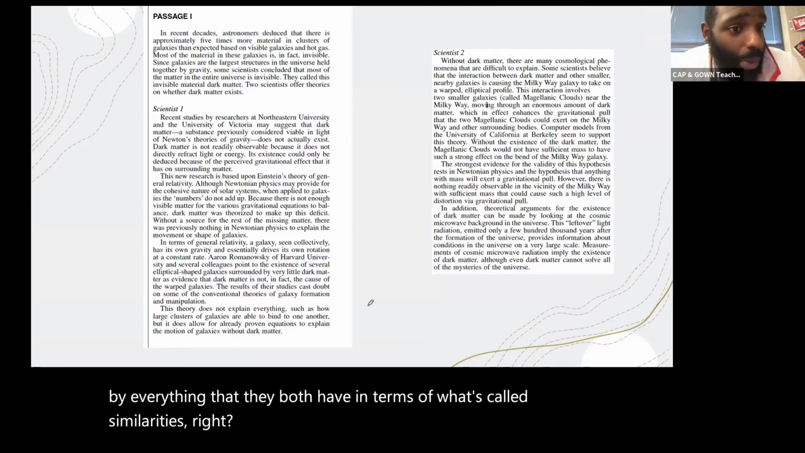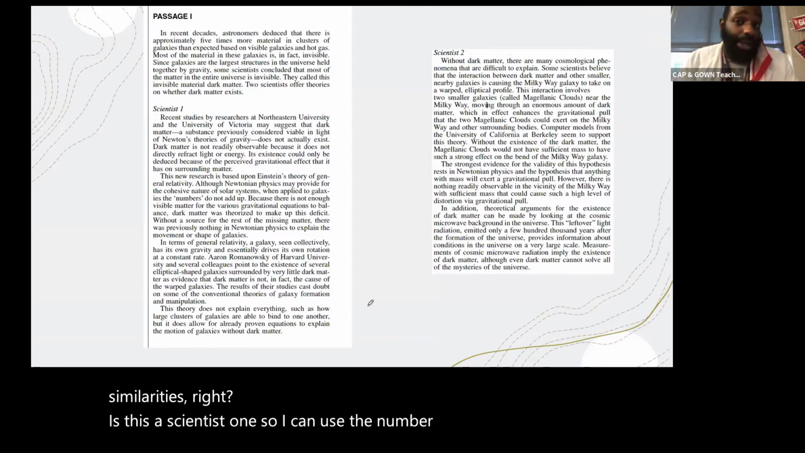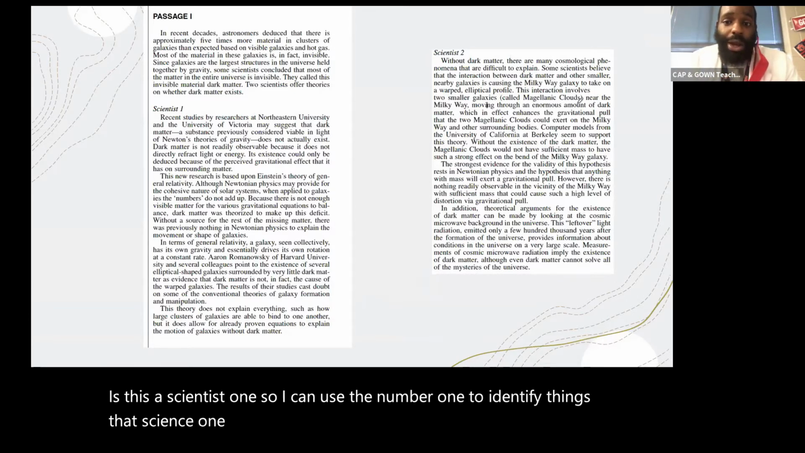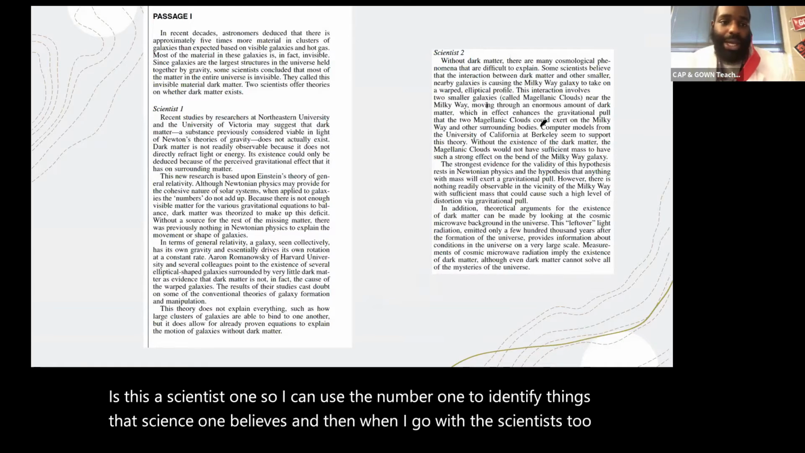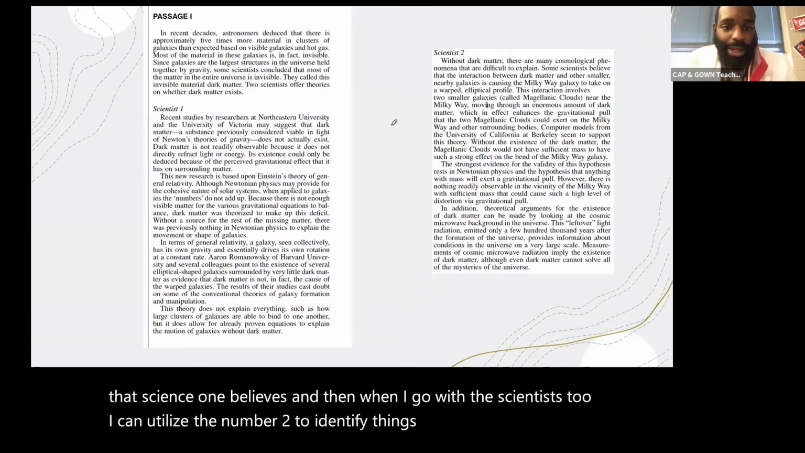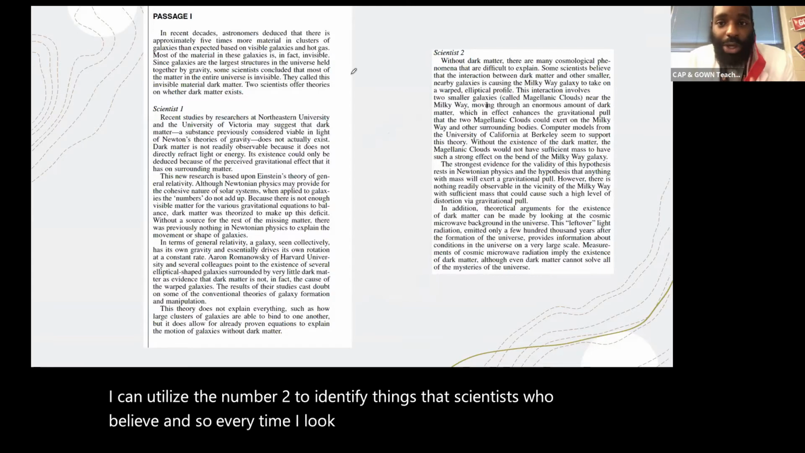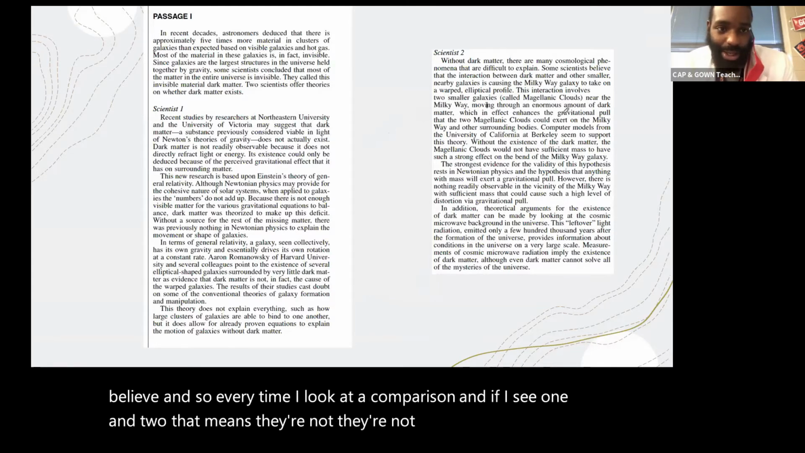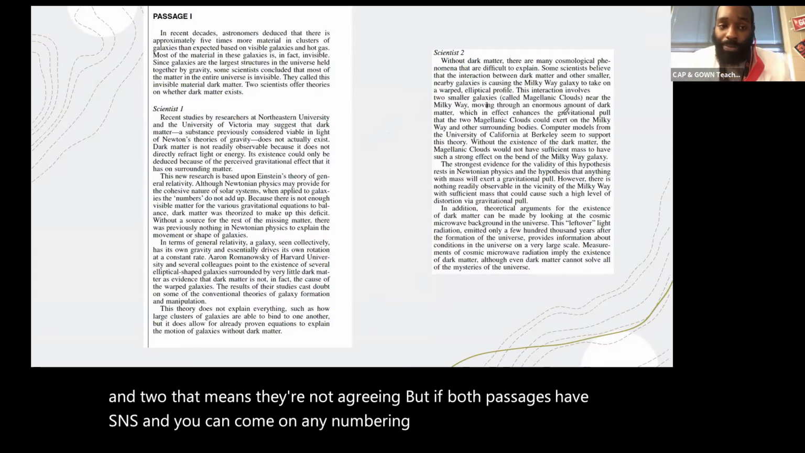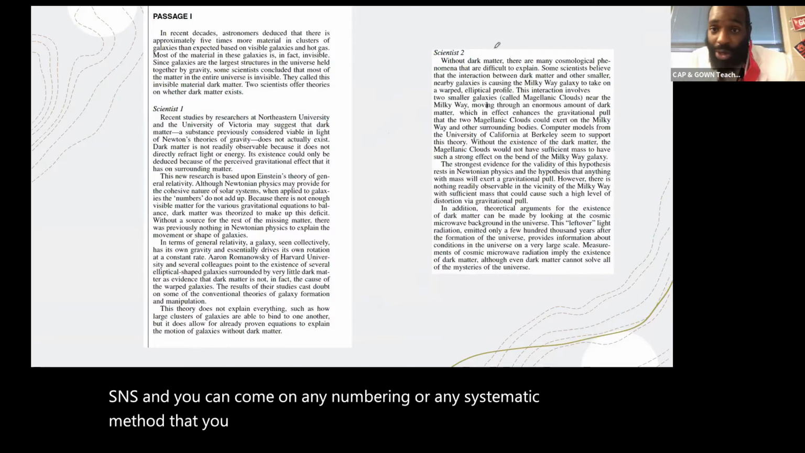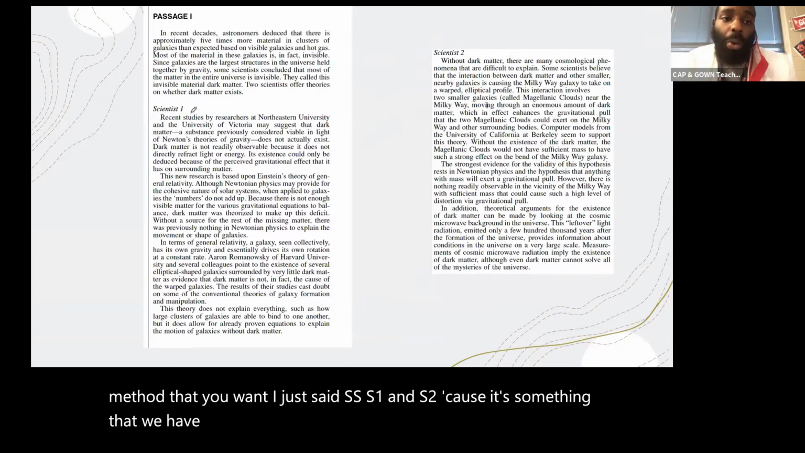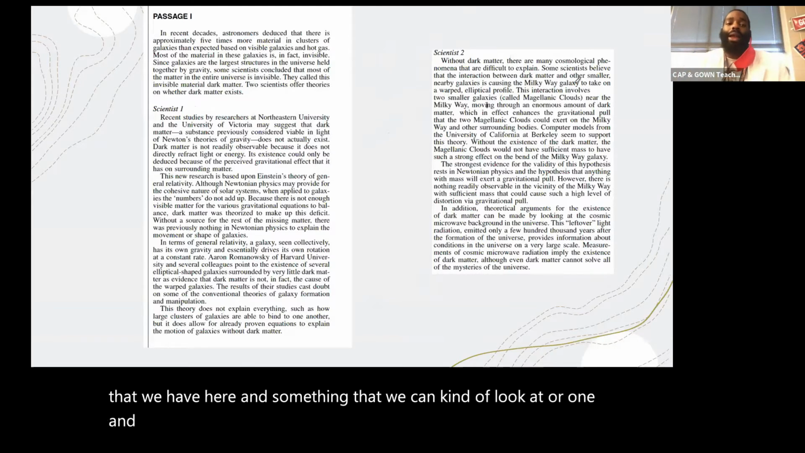This is Scientist one, so I can use the number one to identify things that Scientist one believes. And when I go over to Scientist two, I can use the number two to identify things that Scientist two believes. Every time I look at a comparison, if I see one and two, that means they're not agreeing. But if both passages have S, and you can come up with any numbering or systematic method that you want. I just said S1 and S2 because it's something we can look at, or 1 and 2. So you have to come up with a way of identifying that.